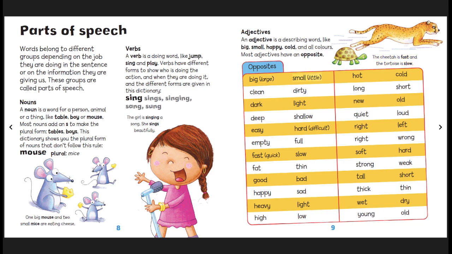Big, large, small, little, clean, dirty, dark, light, deep, shallow, easy, hard, difficult, empty, full, fast, quick, slow, fat, thin, good, bad, happy, sad, heavy, light, high, low, hot, cold, long, short, new, old, quiet, loud, right, left, right, wrong, soft, hard, strong, weak, tall, short, thick, thin, wet, dry, young, old.